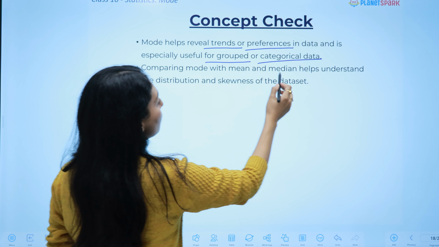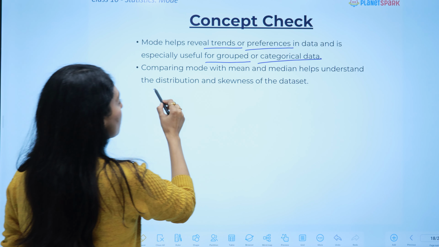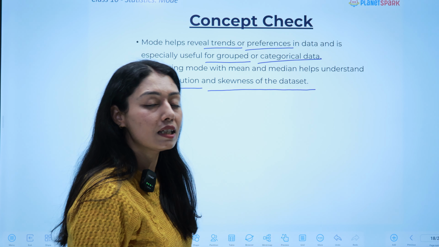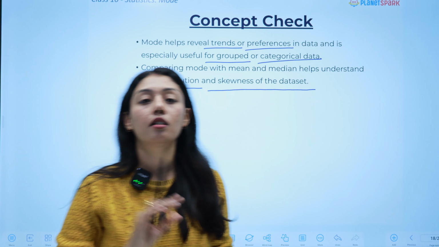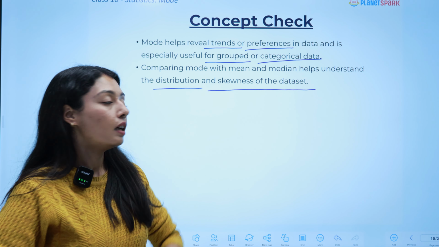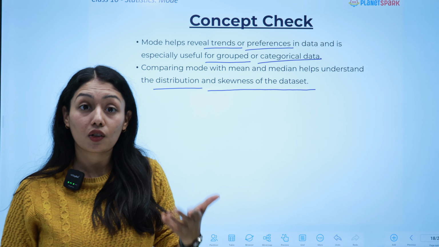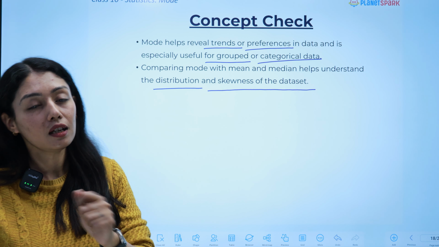Comparing mod with mean and median helps us understand the distribution and skewness of the data set. Okay, in senior classes you will be learning about the skewness of the data, right? What is that? That we do by the comparison of the central tendencies, the measures of central tendencies, that is the mean, the median and the mode.